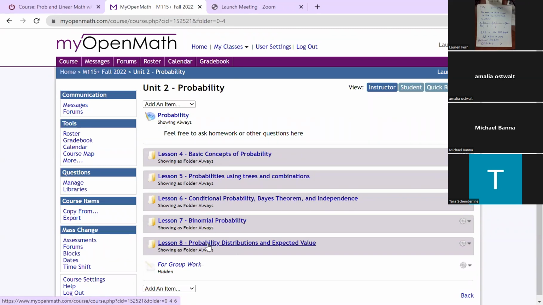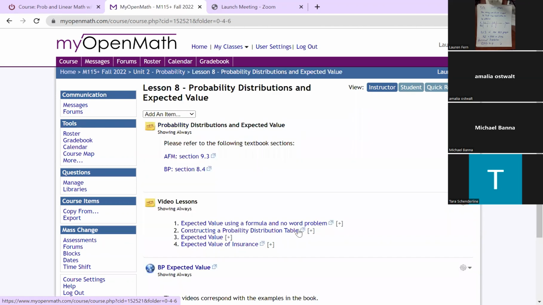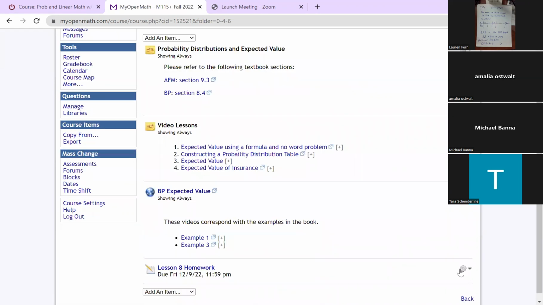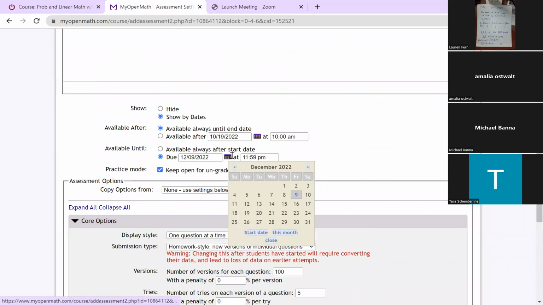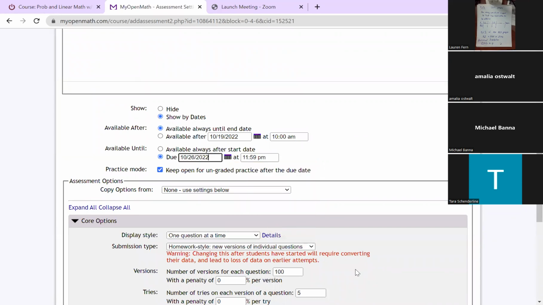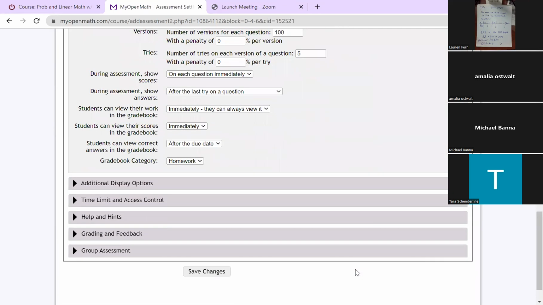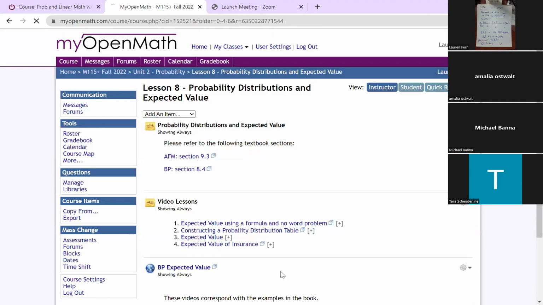So we have just finished lesson 8. And what I want to do is a couple of things with you. Number one, I want to assign the homework to be due a week from today. And I don't even know what the date is today, the 19th. Okay, so your online homework is due a week from today for this section.